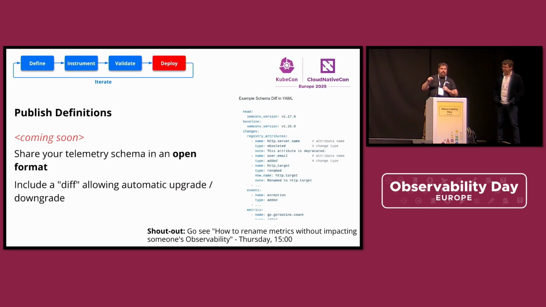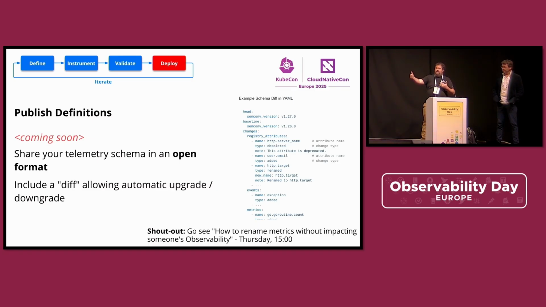So I want to give a shout out. On Thursday, there'll be a talk at 1500 on how to rename metrics without impacting someone's observability. This is a coordination we've been doing with the Prometheus group, where you could publish the differences in metrics. And then you can issue a query that will dynamically adapt to the different versions of metrics in the database. So instead of live migrating your metrics and saying, okay, I have metric A, I want to move to metric B, I will publish both. I'll eventually move my alerts from A to B once all of the A's disappear.